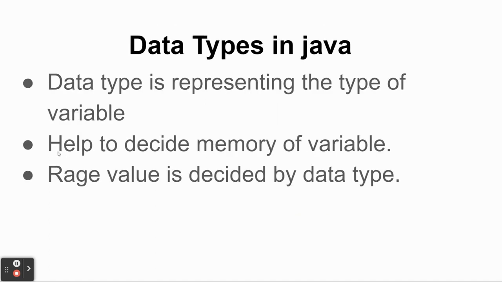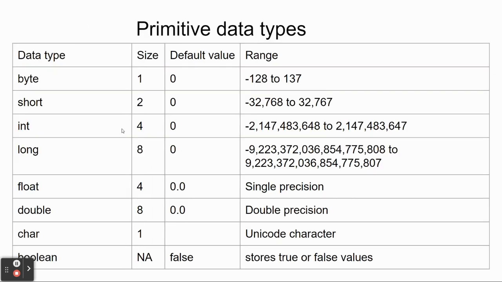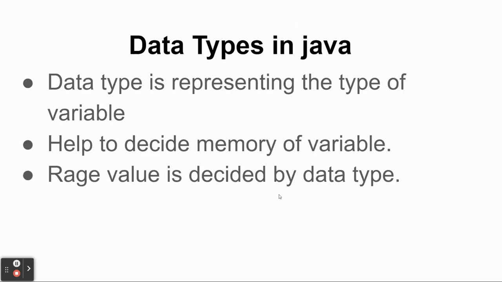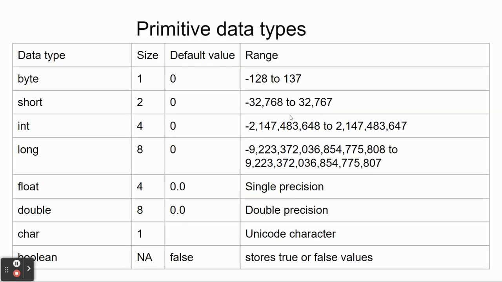Now, the second point I talked about: it helps to decide the memory for the variable. How will it help to decide the memory? As we know, each and every data type will have some size, so it helps to decide the memory as well. And each data type will have ranges. So this is the data types, and mainly we focused on the 8 primitive data types. In this particular session, we will mainly focus on primitive data types only.